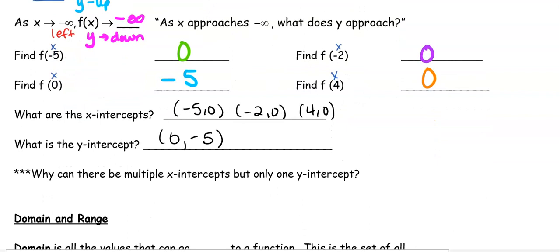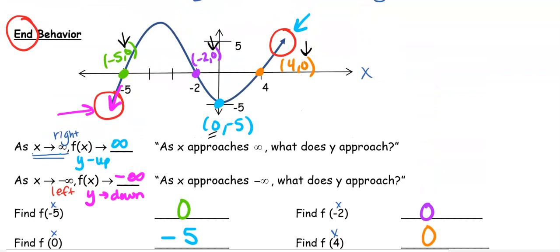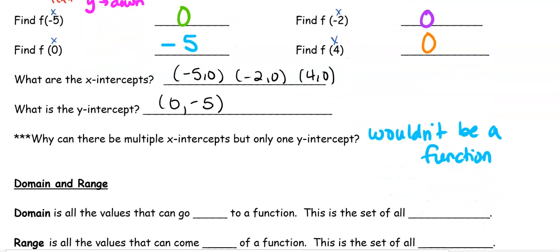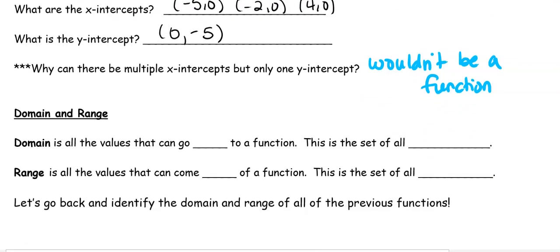Why can there be multiple x-intercepts but not y-intercepts? So if you look here, I have 1, 2, 3 x-intercepts, but I can only have one y-intercept. If I had more than one y-intercept, so let's say we had an intercept up here, then it would fail the vertical line test, and it wouldn't be a function. So you can have more than one x-intercept, but not more than one y-intercept.